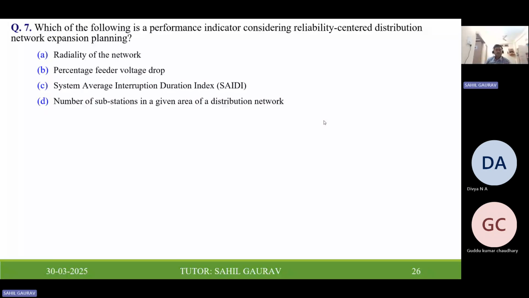Which of the following is a performance indicator considering reliability centered distribution network expansion planning? So the options are reliability of the network, percentage feeder voltage drop, system average interruption duration index, and the last option is number of substations in a given area of a distribution network.